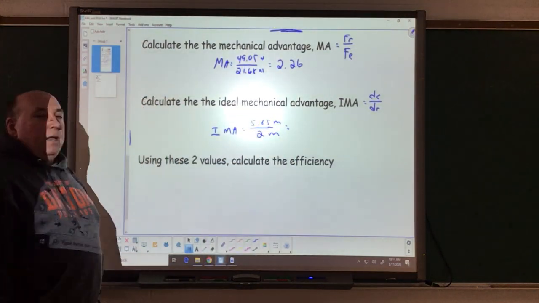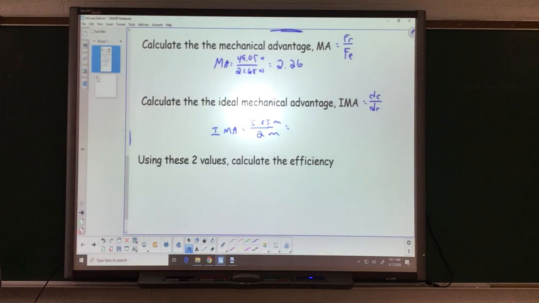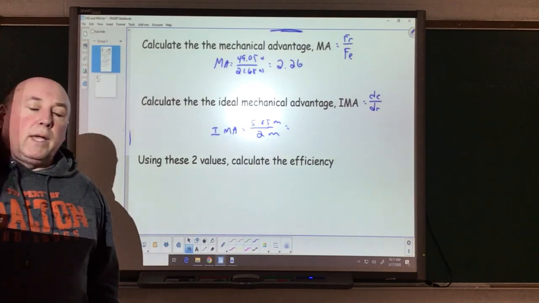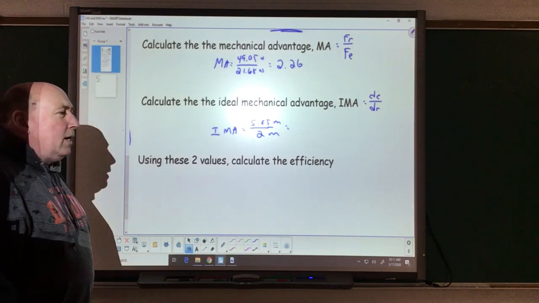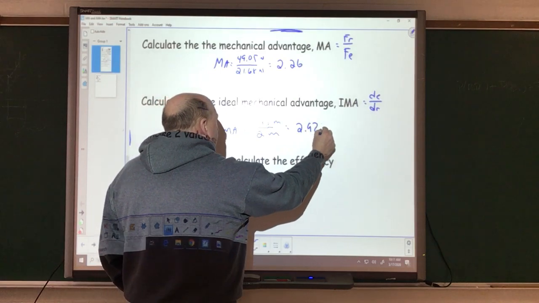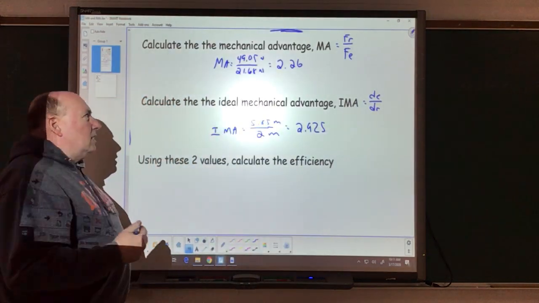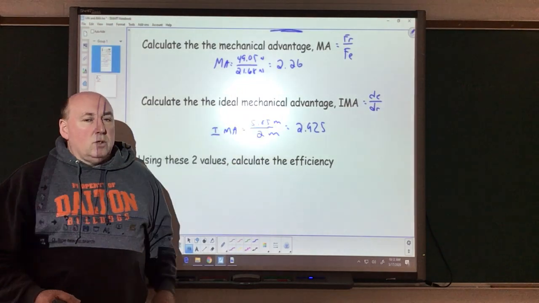So we have the 5.85 divided by the 2 meters. Go ahead and calculate that. And you should get 2.925. And once again, this is dimensionless because we have meters divided by meters.